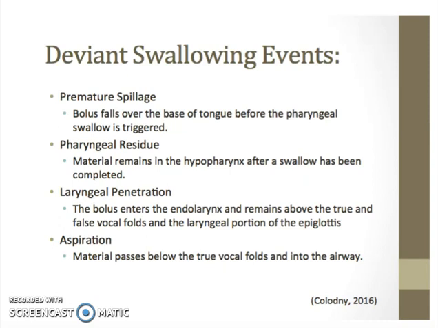Laryngeal penetration, which is when the bolus enters the endolarynx and remains above the true and false vocal folds and on the laryngeal portion of the epiglottis. And then aspiration is when material passes below the true vocal folds and into the airway.